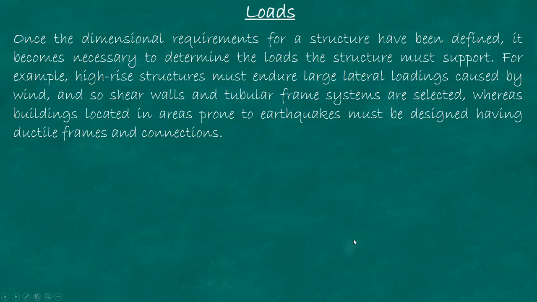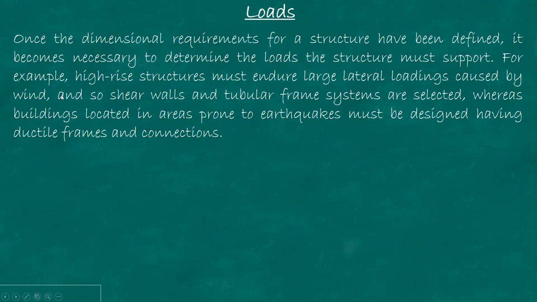Once the dimensional requirements for a structure have been defined, it becomes necessary to determine the loads the structure must support. These come from the codes, such as live load for commercial and residential use.